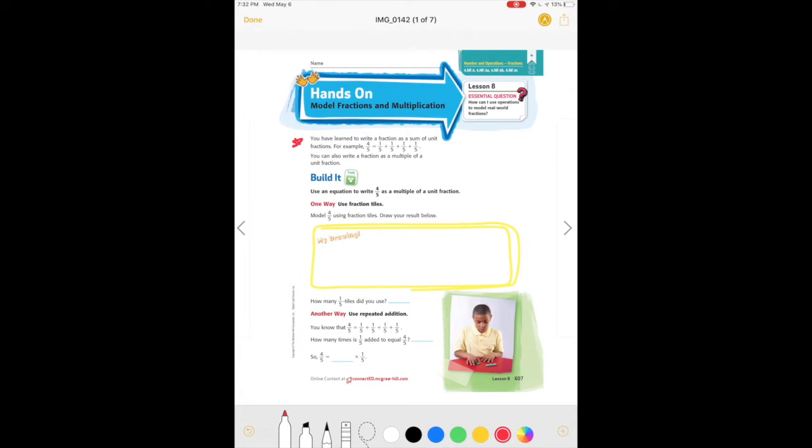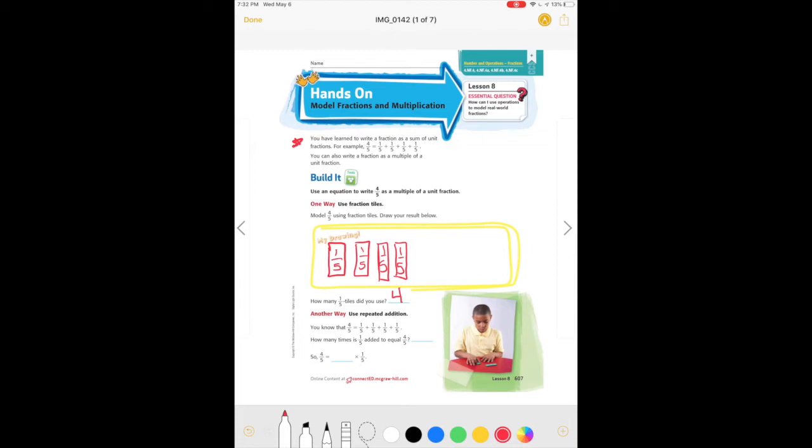So one way is to use fraction tiles. So we're going to model 4/5. So I'm going to need a 1/5 fraction tile. And I'm going to need 4 of them because my fraction is 4/5. They don't look very good. How many 1/5 tiles did I use? Well, I used 4.